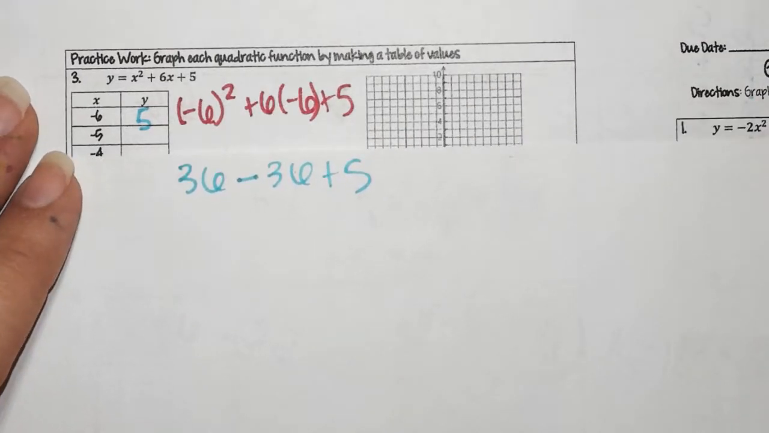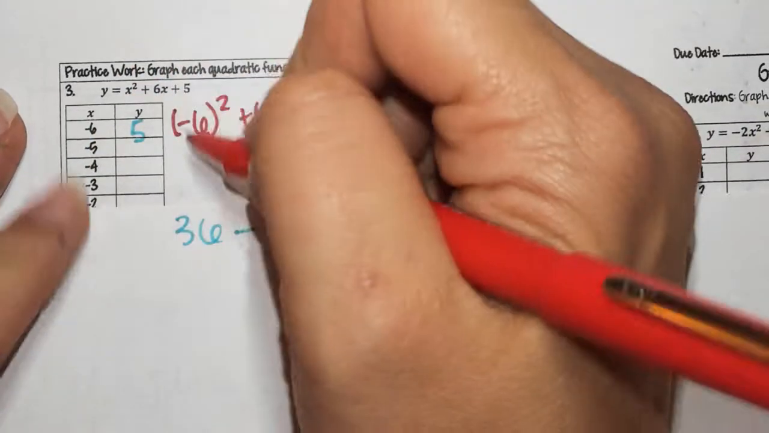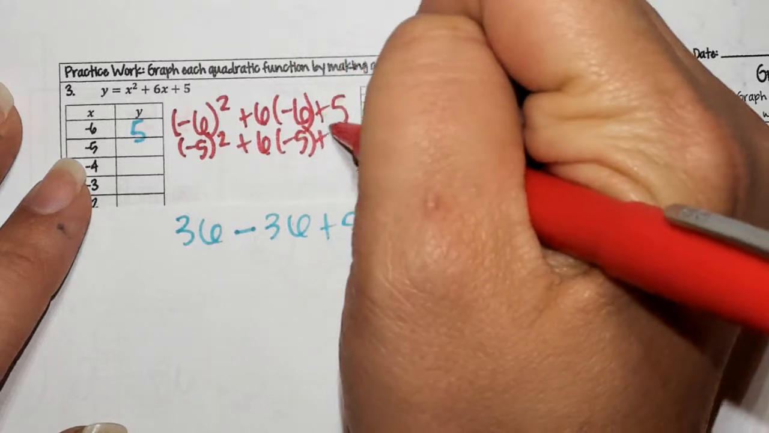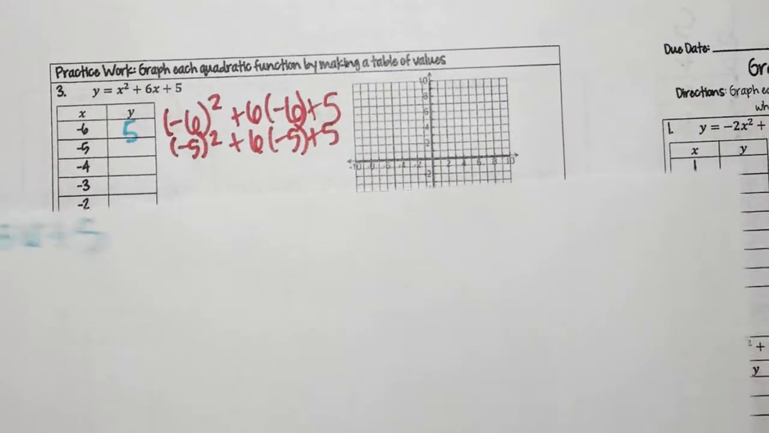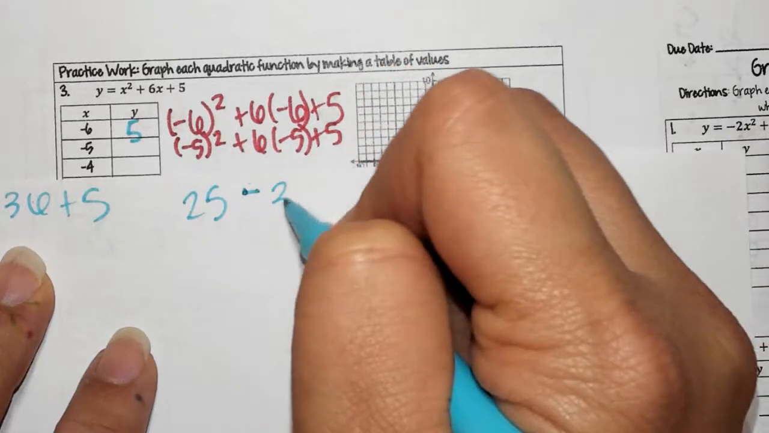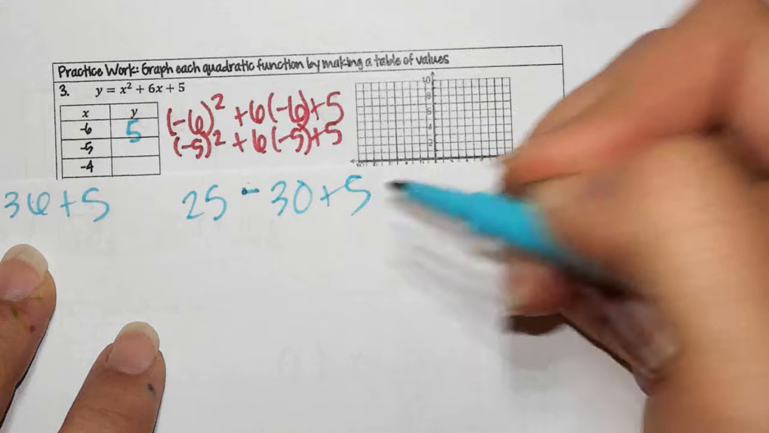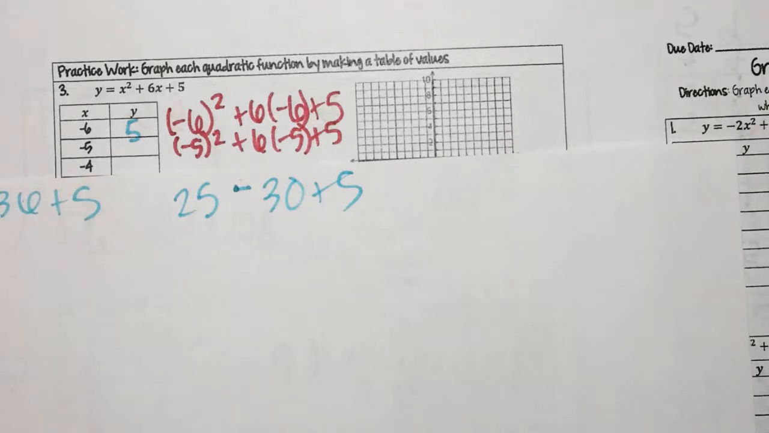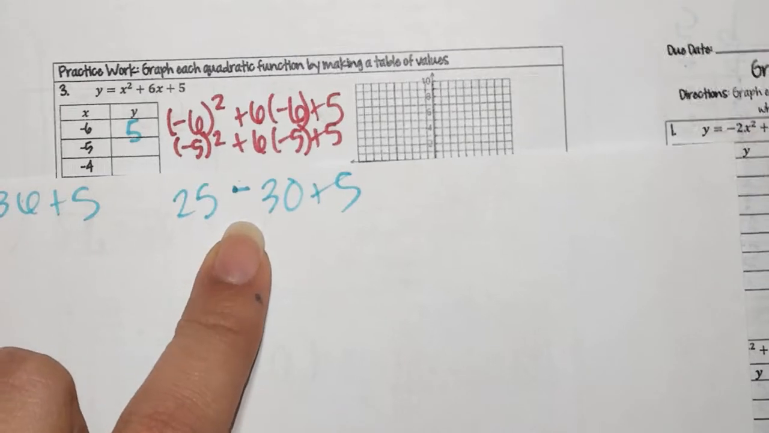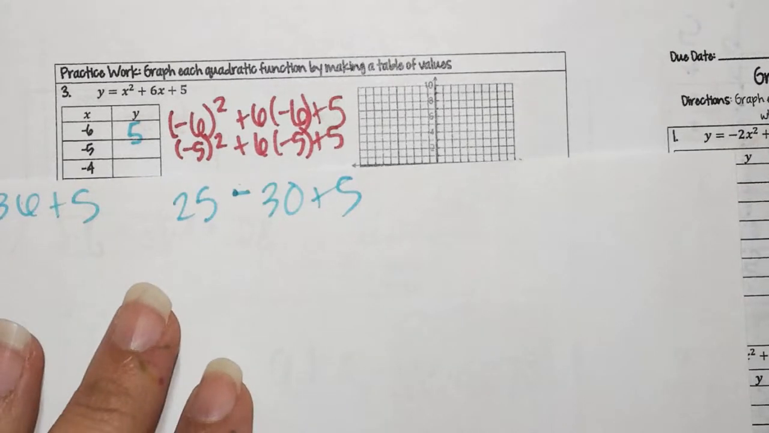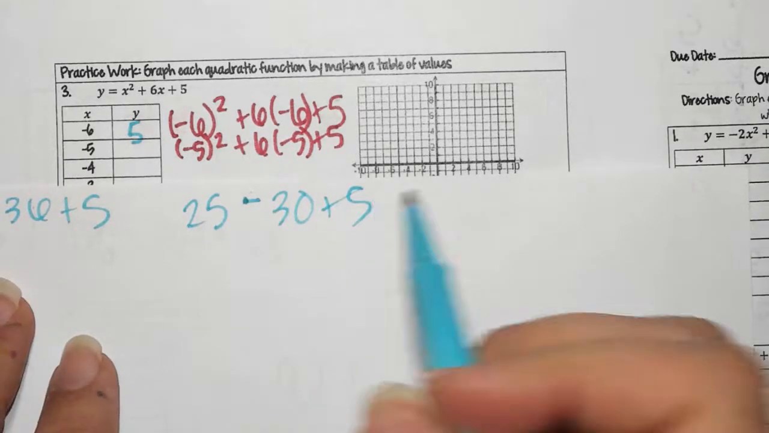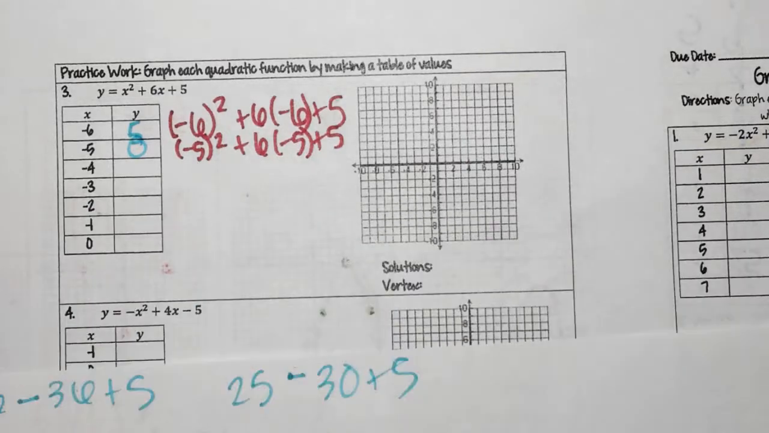All right, so this one, negative 5 quantity squared plus 6 times negative 5 plus 5. That's 25 minus 30 plus 5. All right, what's 25 minus 30? Negative 5. Negative 5 plus 5 is 0. Yes. The answer is 0, because 25 minus 30 is negative 5, and negative 5 plus 5 is 0.